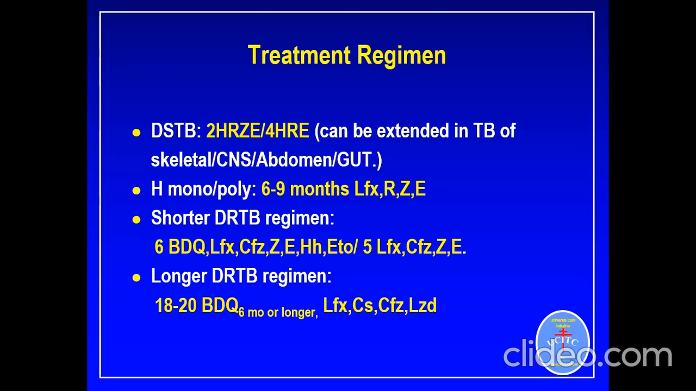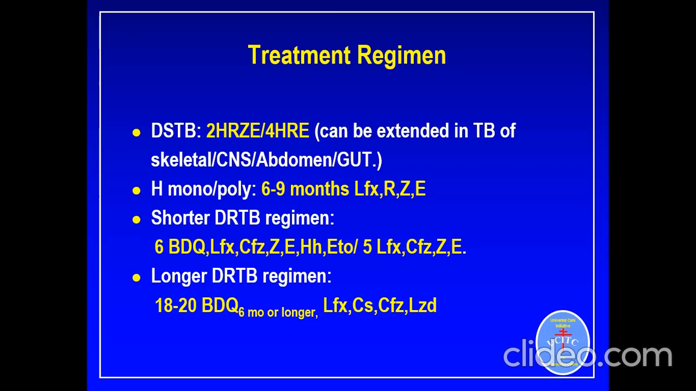Formerly, an injectable was also being given, but because of the side effects due to the injections, it has been removed from this regimen. Then the shorter DRTB regimen is 6 months of bedaquiline, levofloxacin, clofazimine, pyrazinamide, ethambutol, and high-dose INH and ethionamide, followed by 5 months of levofloxacin, clofazimine, pyrazinamide, and ethambutol. Again, it all depends on the drug susceptibility testing, which one has to carefully look for.